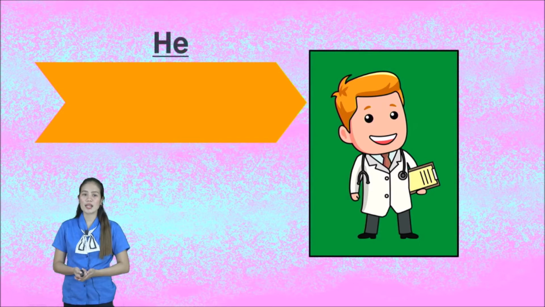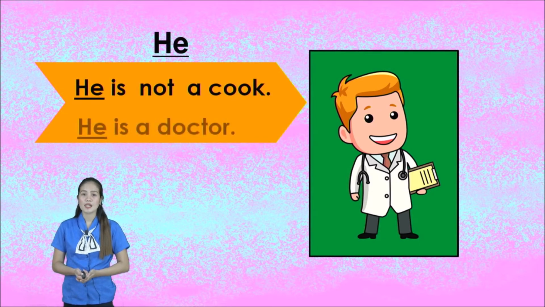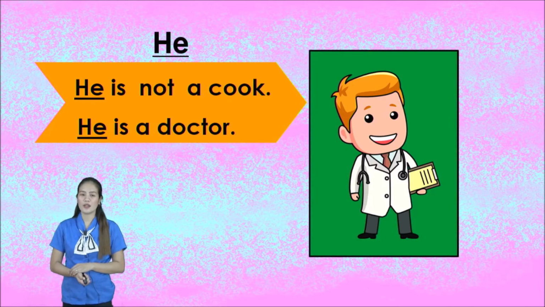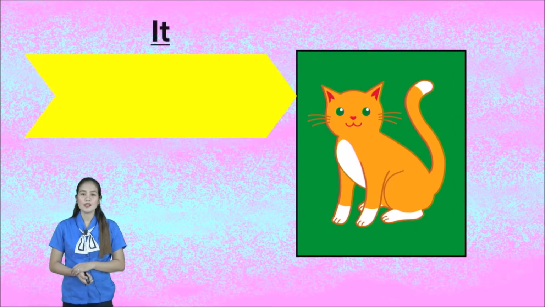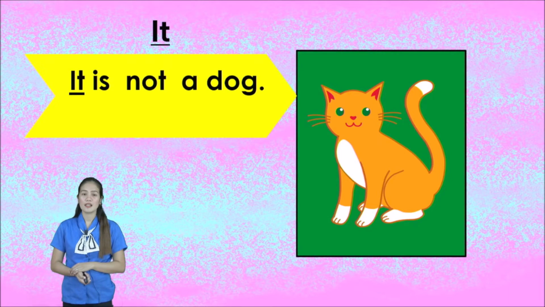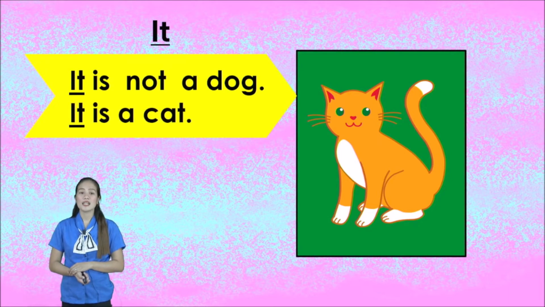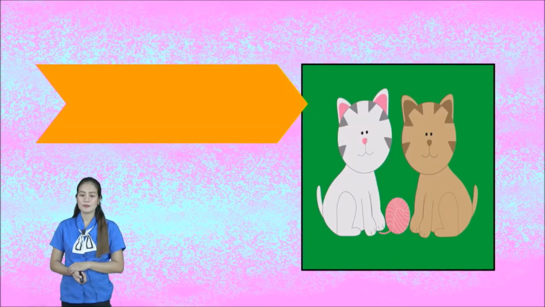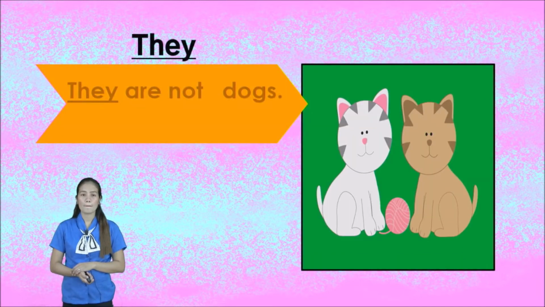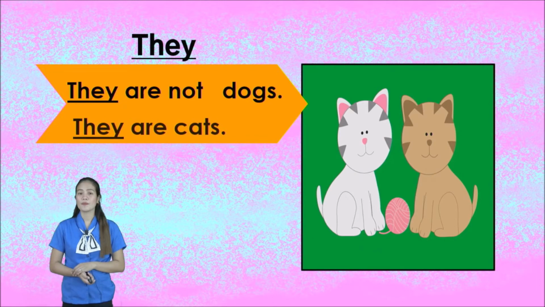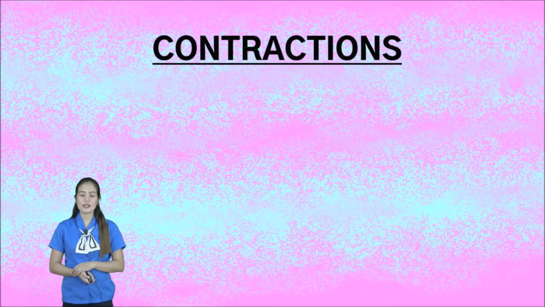And using he, he is not a cook. He is a doctor. Using it, it is not a dog. It is a cat. They are not dogs. They are cats. Okay, this time we will study about the contractions.